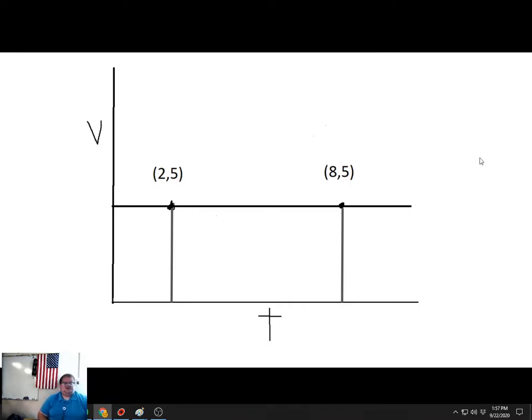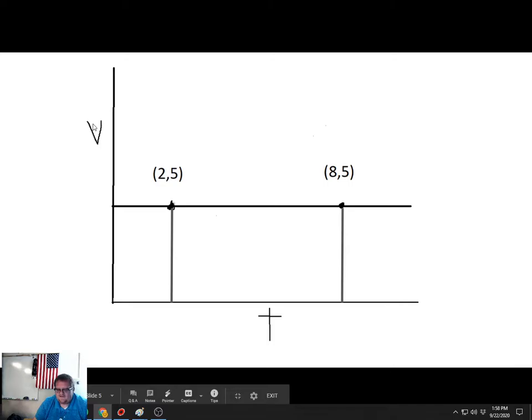So if I were to ask the question, how far does this object move? You may remember when we did speed, to find the distance an object moves, we took its speed times how long it moved for. So in this case here, how fast is this object moving? Well, these coordinates here are 2 seconds, because that's time, comma 5 meters per second. So it looks like it's going 5 meters per second the whole time.